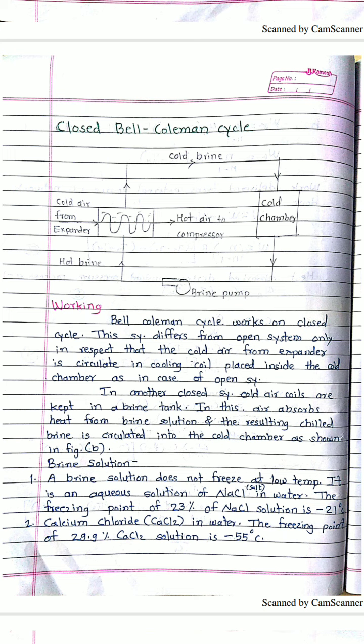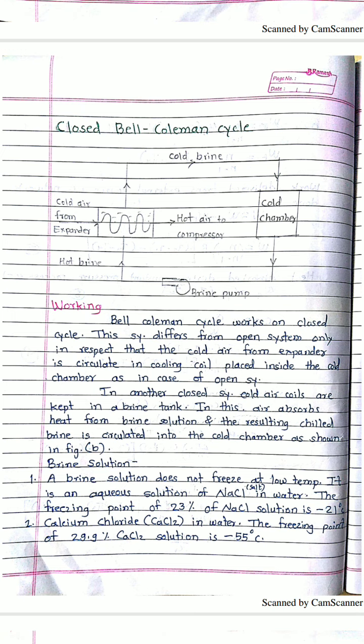So I have just drawn here one expander, and along with the expander the remaining refrigeration system is as it is: compressor, condenser and a refrigerator. So from this expander, when the cold air gets into the refrigeration chamber, the coils are provided in the refrigeration chamber, and these coils are carrying the cold air, and this refrigerated space is surrounded by the brine solution.